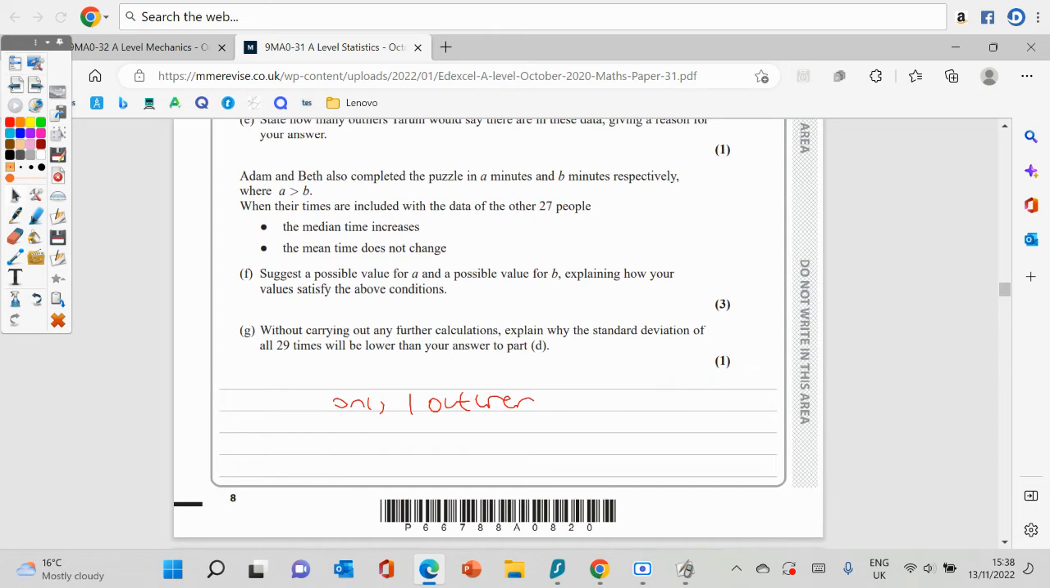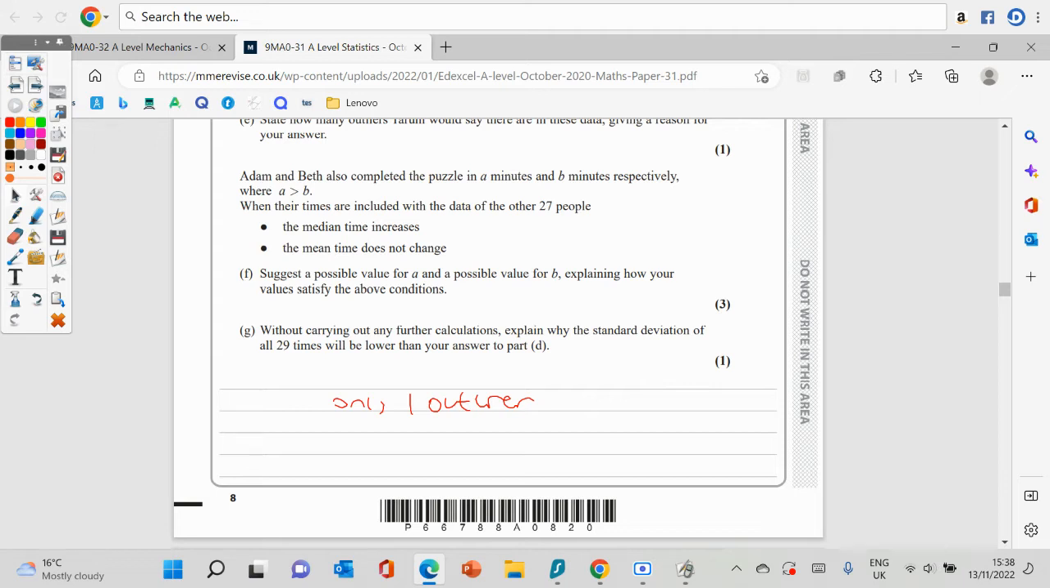Now, Adam and Beth also completed the puzzle in A minutes and B minutes, respectively, where A is bigger than B. When their times are included with the data of the other 27 people, the median time increases, but the mean time does not change. Suggest a possible value for A and a possible value for B, explaining how your values satisfy the above conditions. Okay.